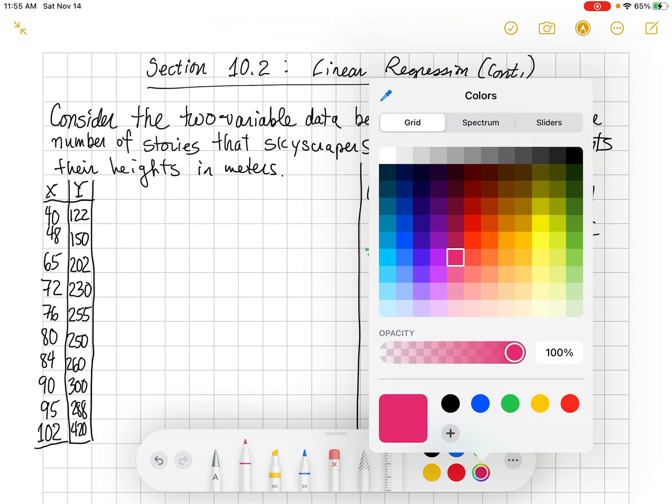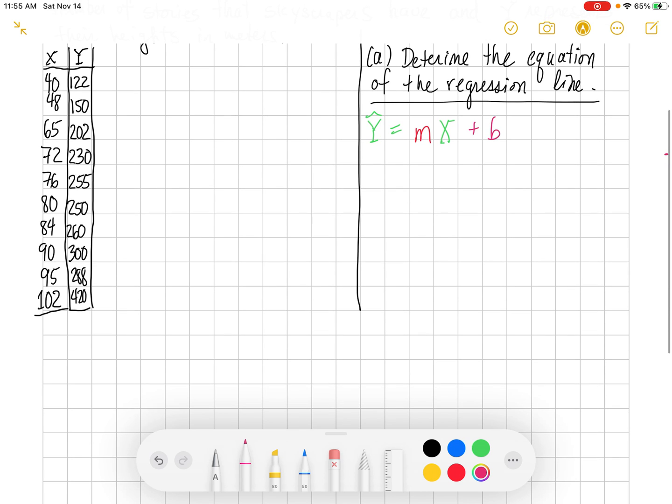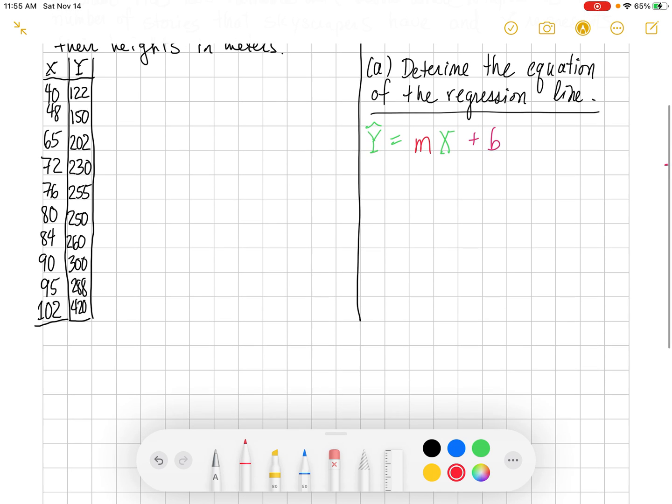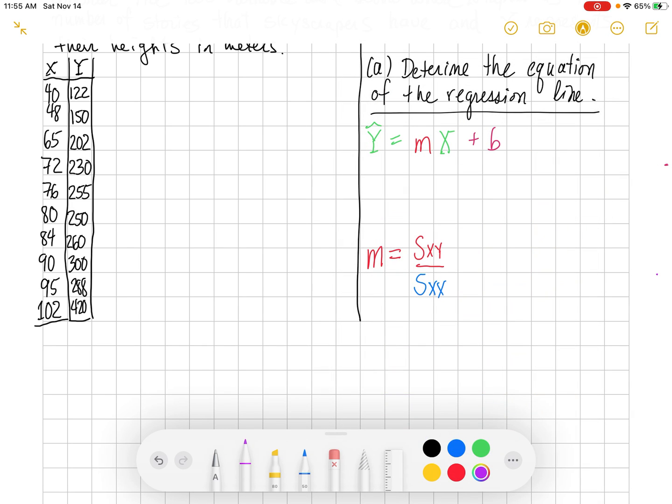You're going to have to find m, and you're going to have to find b. So we'll start by looking for m. M is going to be sxy divided by sxx. Maybe I should call sxy purple. Sxy purple.